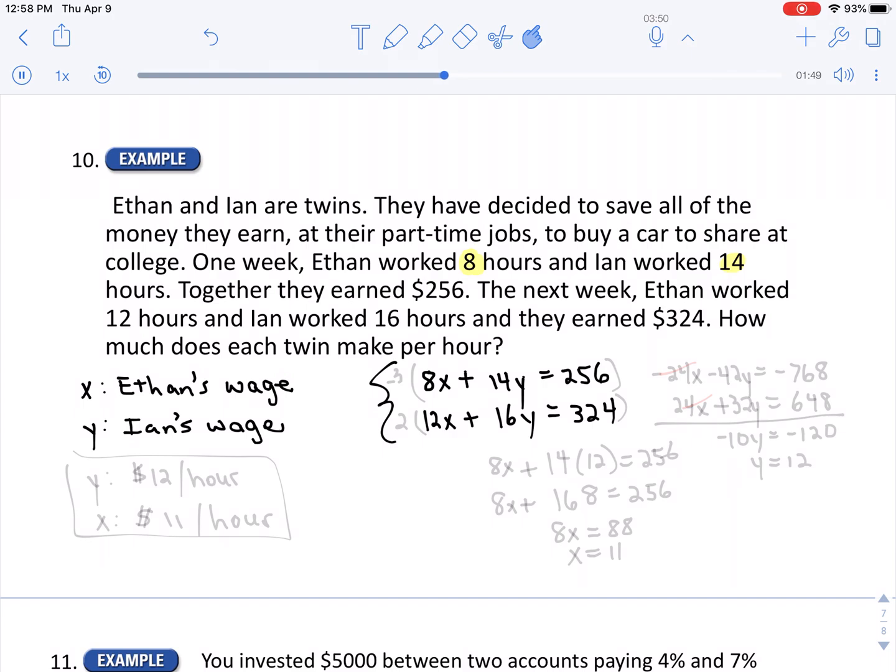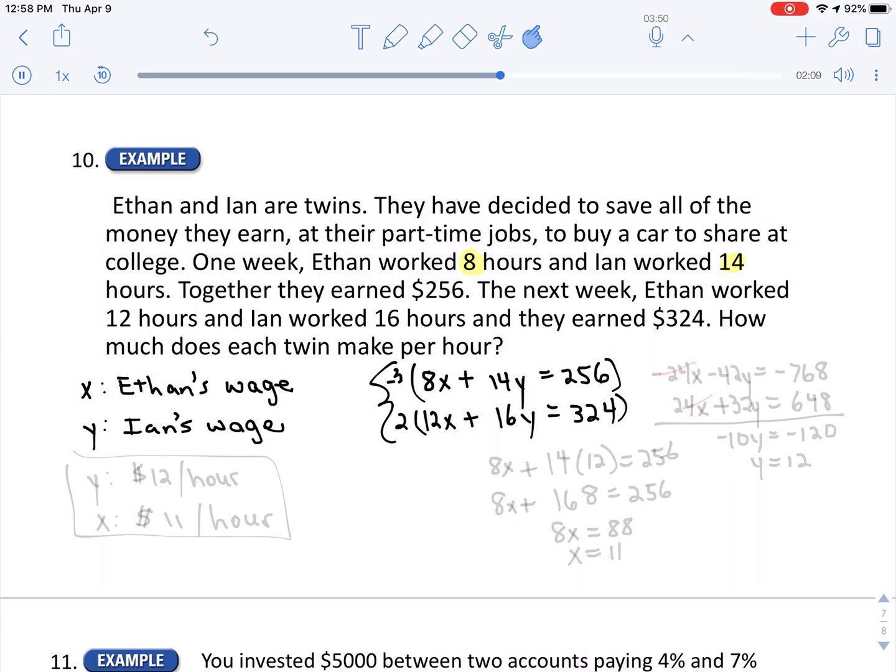Now we want to solve that system. I'm going to solve it using elimination. So I'm going to take the top equation and multiply it times a -3. I'm going to take that bottom equation and multiply it times 2. And when I do that, I get two new equations.